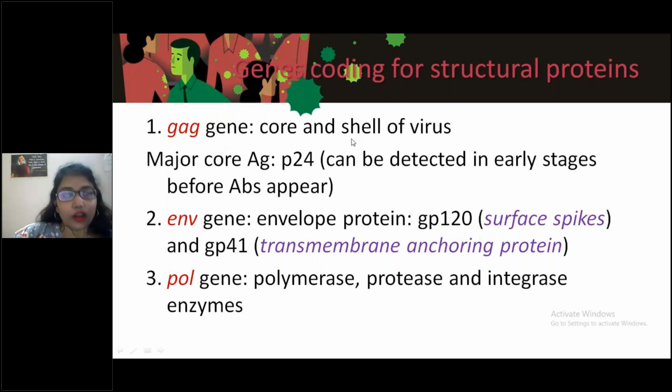The GAG gene forms the core and the shell of the virus, and the major core antigen, P24, can be detected in the early stages before the antibodies appear. So that is important. ENV is the envelope protein. This is the surface spike, that is the GP120, and the GP41, the transmembrane protein. And then there is the POL gene, that is the polymerase, or the protease and the integrase enzymes. These enzymes are formed through the POL gene. So these three genes you have to remember: one is GAG, one is ENV, one is POL.